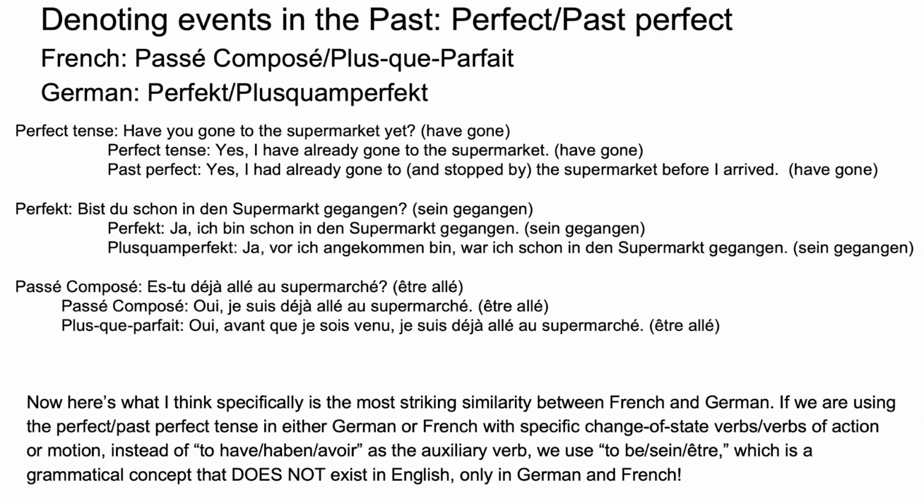And in French, we have in the passé composé, "Es-tu déjà allé au supermarché?" And in response, we have in the passé composé, "Oui, je suis déjà allé au supermarché." Or it could be in the plus-que-parfait, "Oui, avant que je sois venu, je suis déjà allé au supermarché." And notice how the auxiliary verb here is être, and the past participle is allé. The auxiliary verb is être instead of avoir, because aller is a change of state verb.